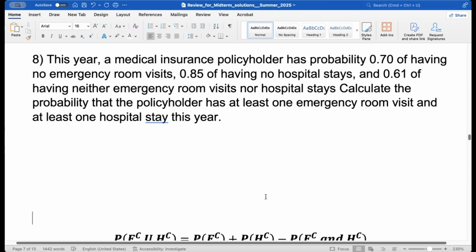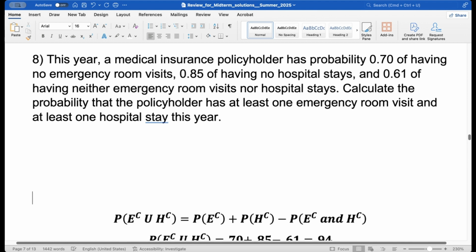All right, number 8. Again, we'll do this one two different ways: formula and then diagram. This year, a medical insurance policyholder has probability 0.70 of having no emergency room visits, 0.85 of no hospital stays, and 0.61 of neither. Calculate the probability that the policyholder has at least one emergency room visit and at least one hospital stay. So basically, you want both an emergency room visit and a hospital stay.